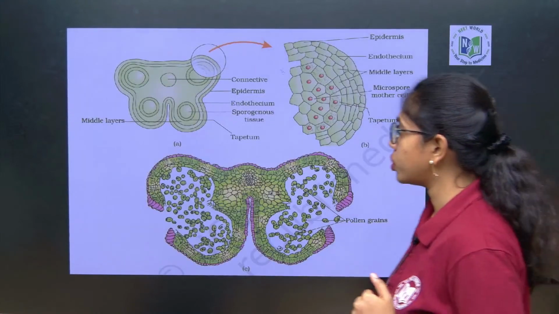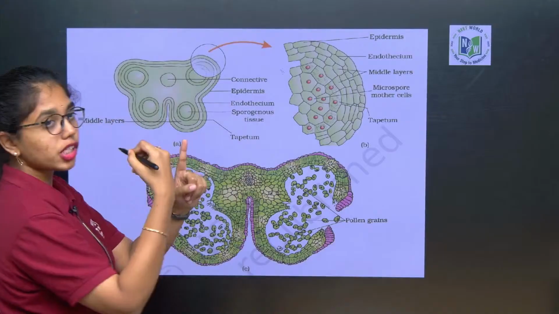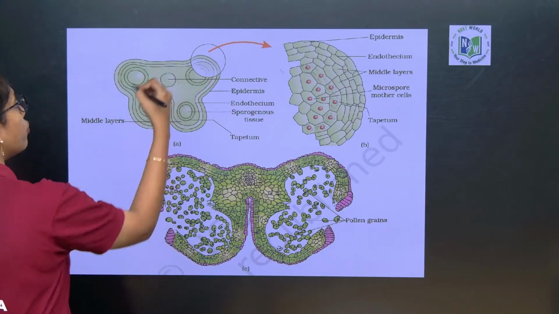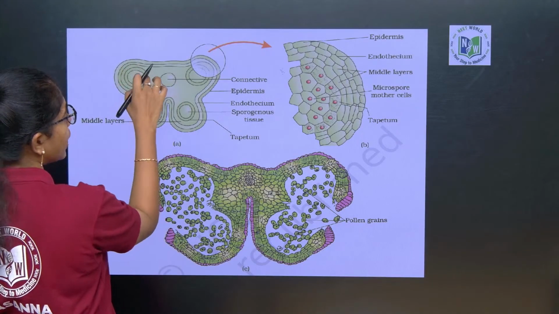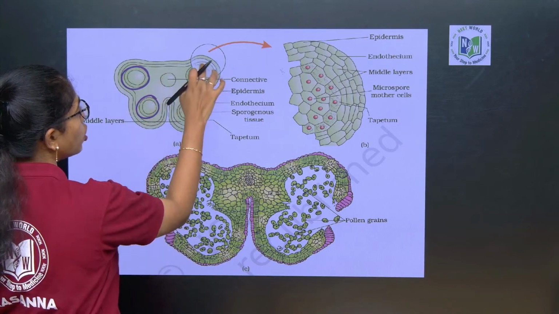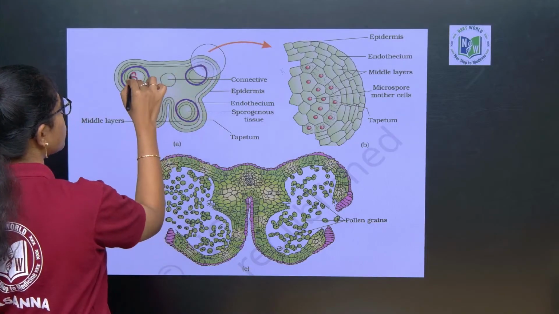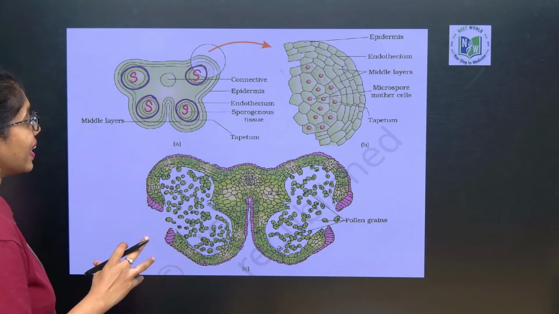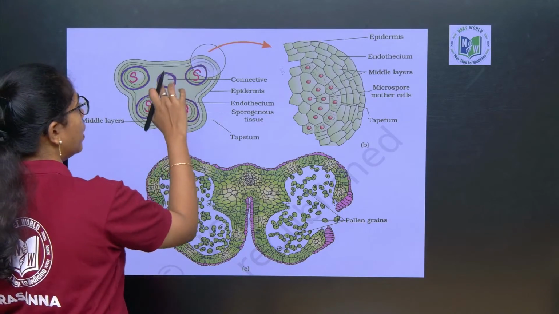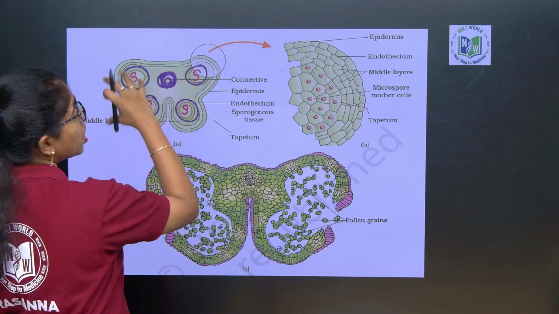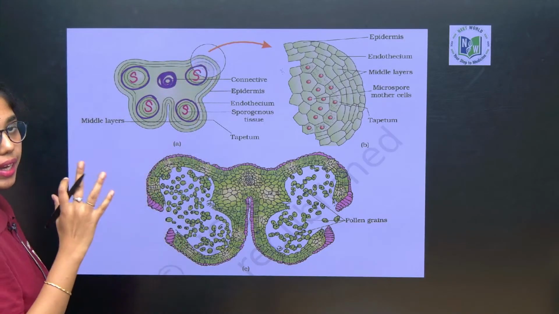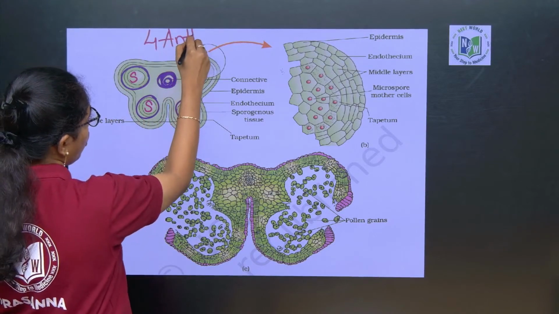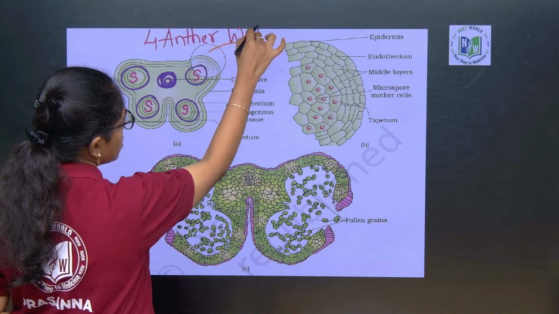If you look into the transverse section of each anther, you have 4 theca, right? Each is having a sporogenous tissue, so a total of 4 sporogenous tissues, and they have connective tissue in the middle. This anther has 4 layered walls. You can find 4 anther wall layers.